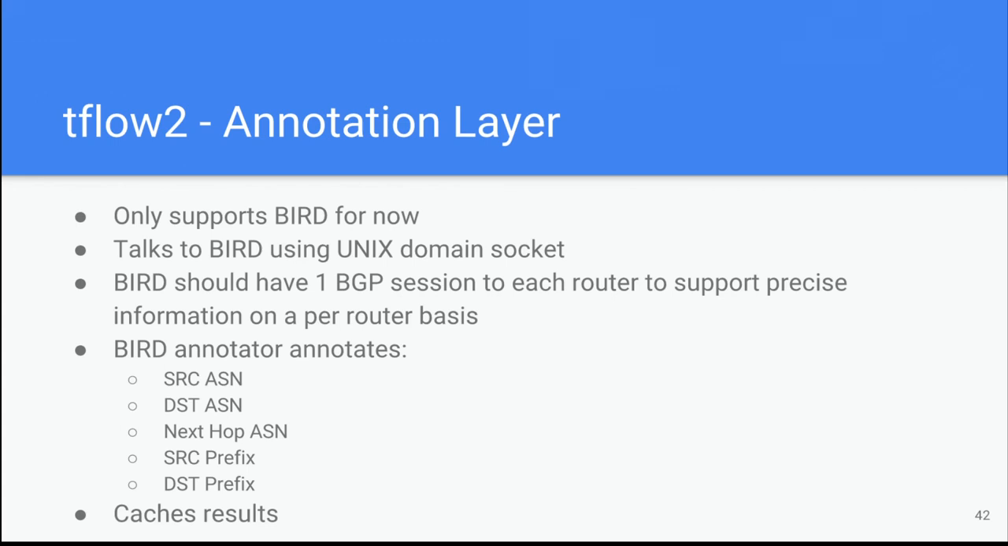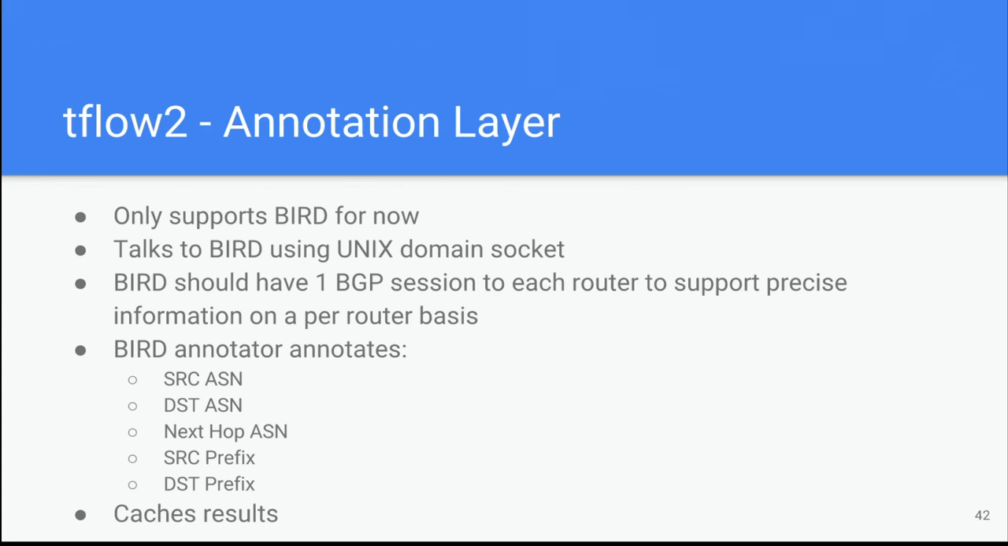And the BERT tells you, here's the prefix, and by the way, this is the AS path, and here's the destination ASN. It does all these lookups to gather this information. To be precise, it gathers the source ASN for the flow, the destination ASN, the next hop ASN, so in which ASN was the next hop router that the packet was sent to, the source prefix, and the destination prefix. And of course, it caches the results, because you don't want to run to the BERT all the time and say show route this, show route that, a few thousand times a second. That wouldn't perform very well.